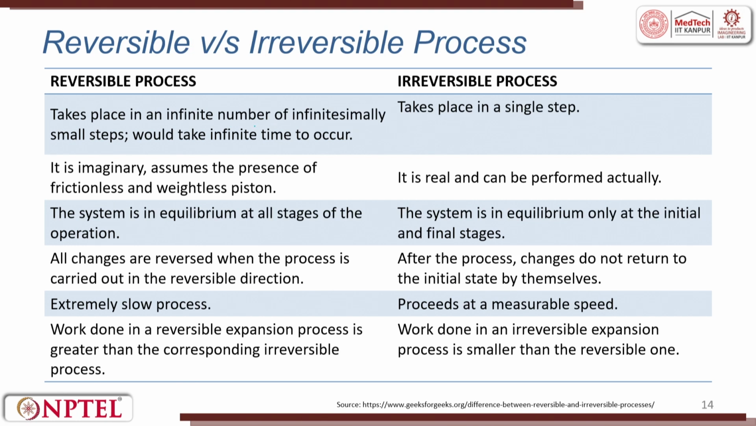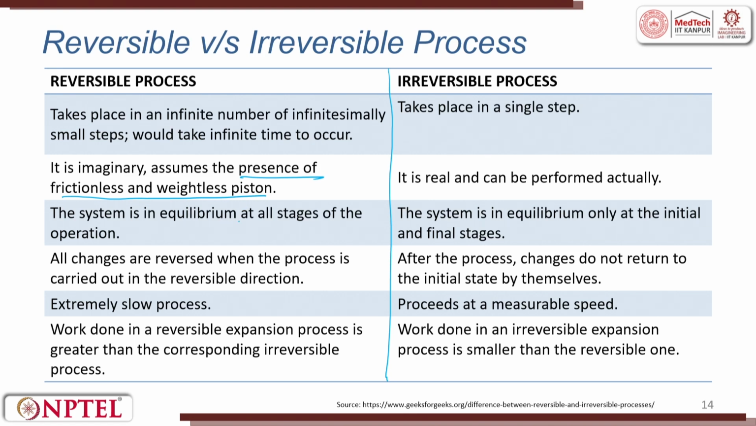A reversible process takes place in an infinite number of infinitesimally small steps and would take infinite time to occur. An irreversible process takes place in a single step. Reversible is imaginary, irreversible is real. Reversible assumes the presence of a frictionless and weightless piston. Irreversible takes everything as in reality, actual. You should understand this, because when we do a problem on a compressor, we will say it follows a reversible process. Then you should understand there is no friction and there is a weightless piston, right.